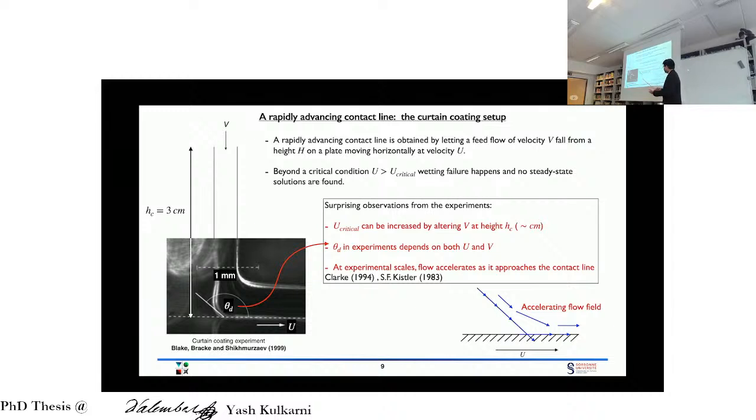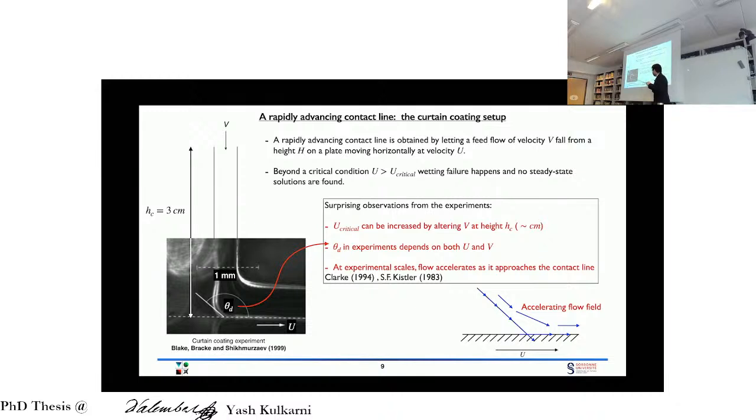And in a steady state, we see the contact line, a dynamic contact line, which is steady in the lab frame of reference, but this solid is moving, so it's a dynamic contact line that appears. And this setup has some very interesting properties. One of the properties is that the U critical beyond which wetting failure happens also depends on this V, which is the feed flow, which we are giving from a few centimeters high.